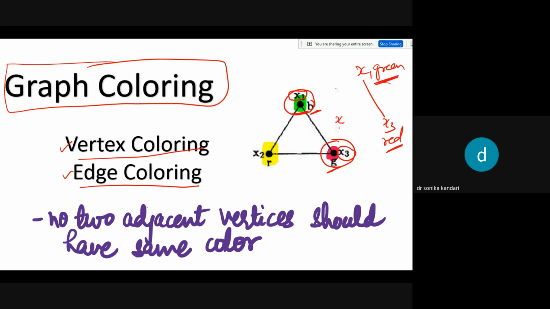Like we have another vertex X2. X2 is adjacent to X1, so these colors should be different. So here green, so we have yellow and red. It's okay because X2 and X3 are again adjacent. Is it clear?